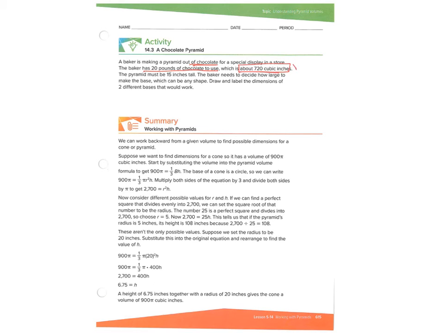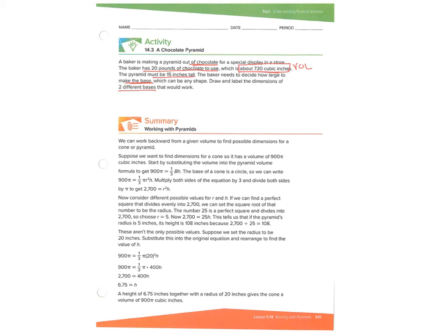Cubic inches. This is the volume then of my chocolate figurine. It's going to have 720 cubic inches of chocolate, which is about 20 pounds of chocolate, which sounds delightful. The pyramid must be 15 inches tall, so that would be the height. So they need to decide how large to make the base, which can be any shape. Draw and label the dimensions of two different bases.